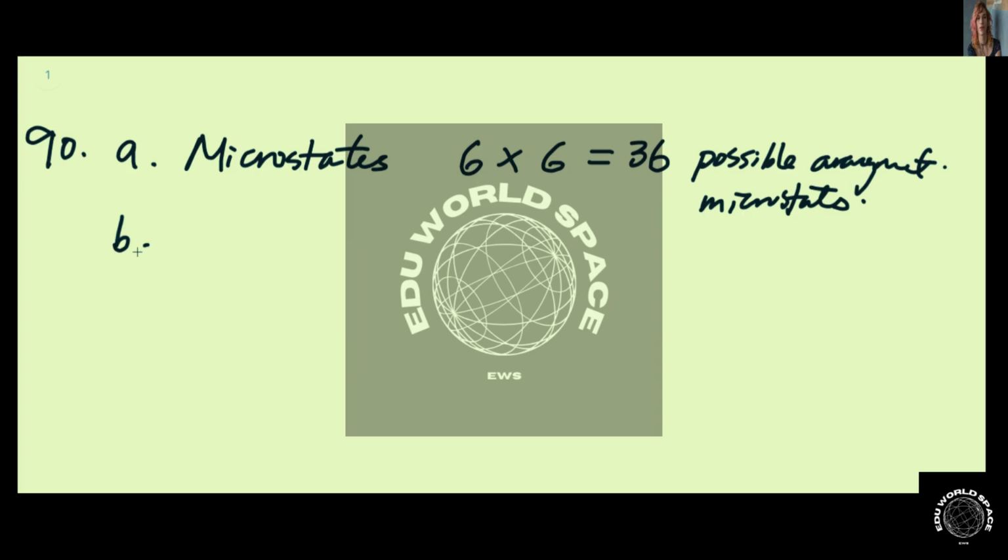Part B: to which state does each microstate correspond? The left pair has 1 plus 2, that is a state of 3, and the right side has 4 plus 3, that is 7. So on the left side, the dice belong to state 3, and the right side belongs to state 7.